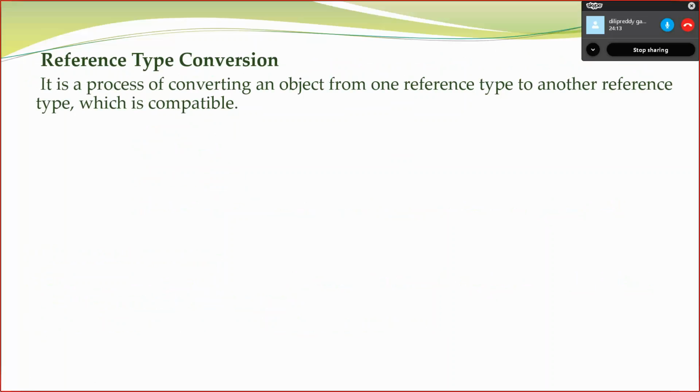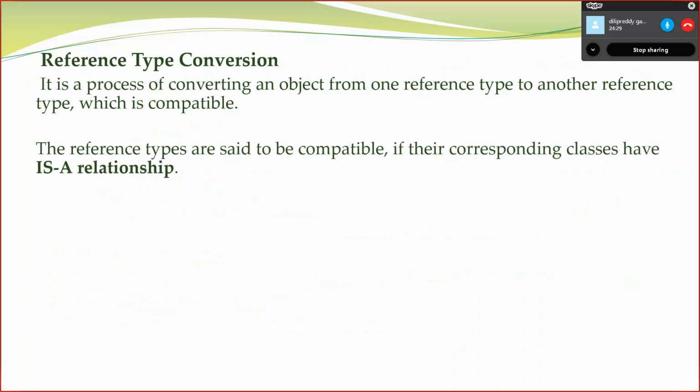In primitives we discussed widening and narrowing, correct? Here there is something called an is-a relationship. Suppose we have class A, class B, class C, class D. We want to do type conversions on all of them. So we have to check whether these classes have an is-a relationship. If they have an is-a relationship, only then can we do reference type conversion. Remember this point.